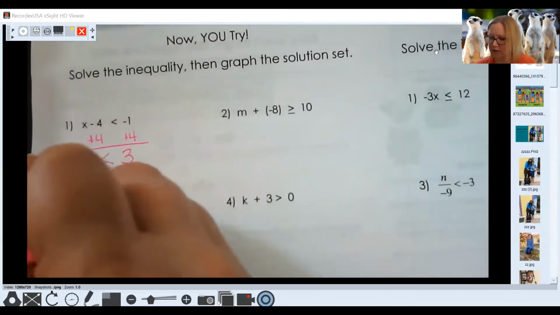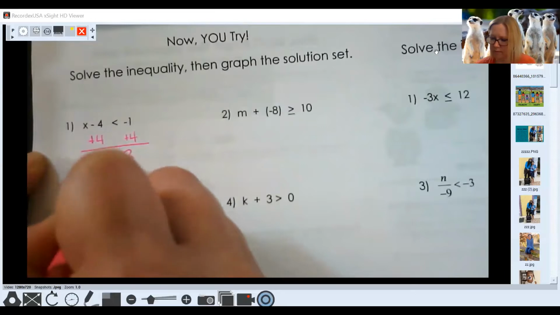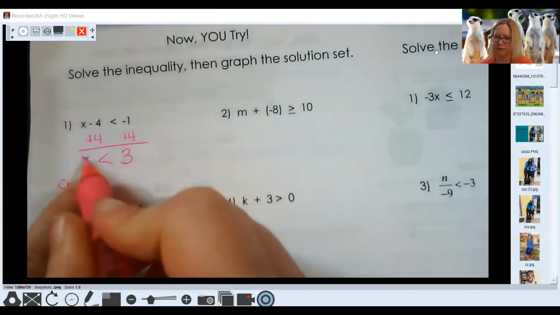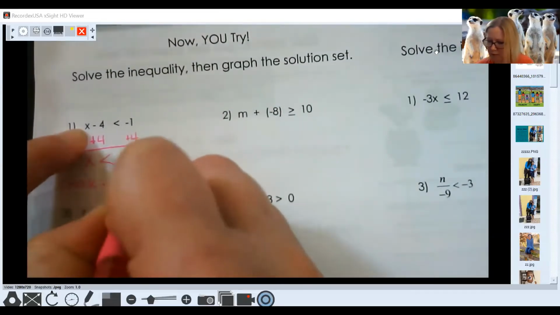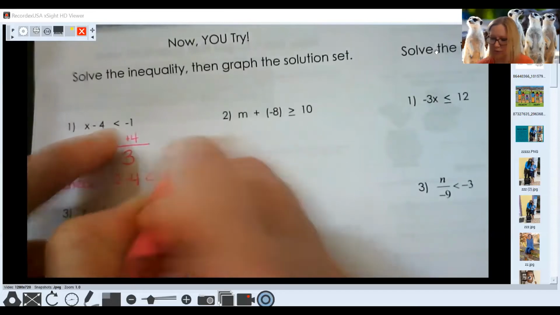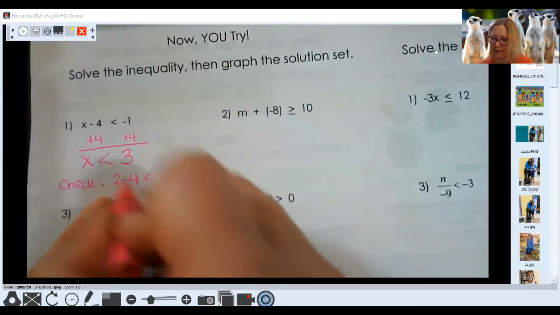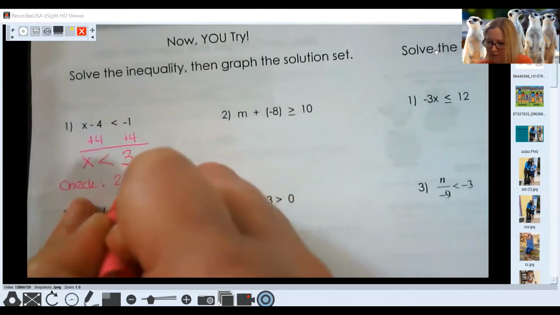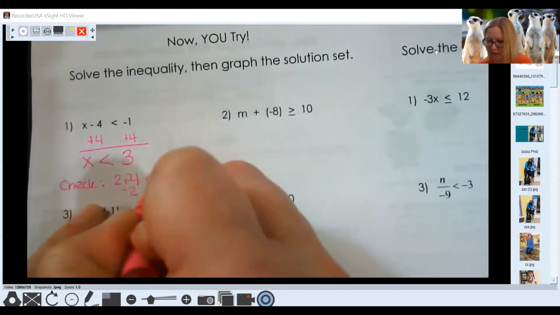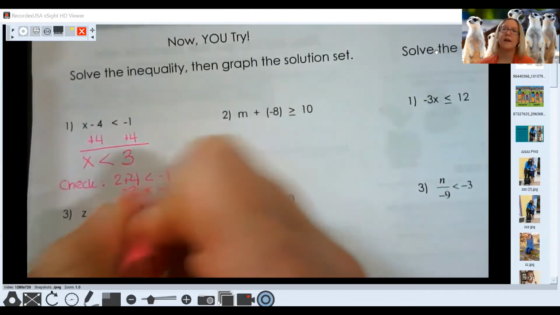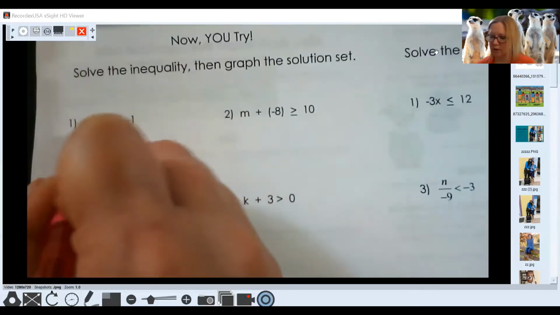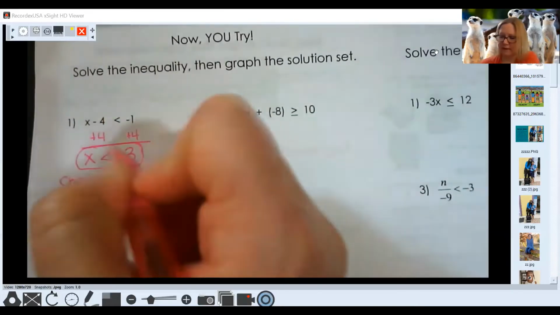So when I check my work, again, I chose 2, so I'm going to put in 2 minus 4 is less than -1. Well, if I work this out, 2 minus 4 is the same as 2 plus -4. So that's -2 is less than -1. I know that's true. So this answer here is true.